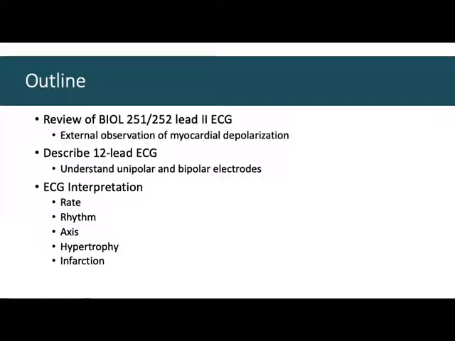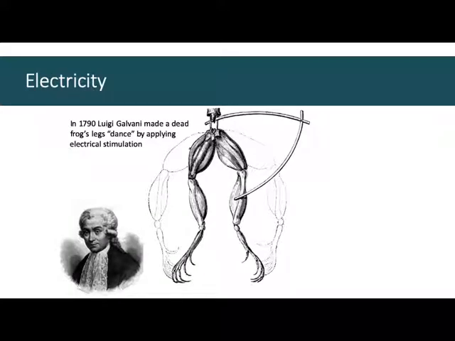Where did this all begin? The idea of animal electricity is at the foundation of our ability to observe depolarization in the heart. And this has roots back in the late 1700s, turn of the century, the 18th century, I suppose it's the 19th century, with Luigi Galvani that made frogs' legs dance by applying an electric current.